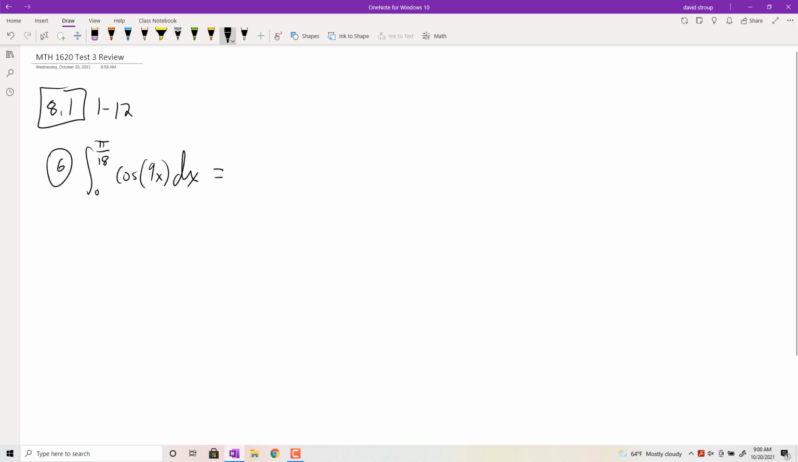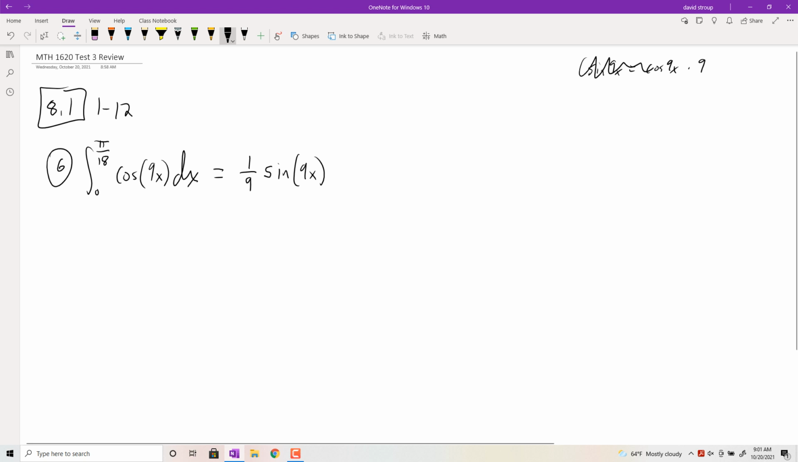And here, if you did a U-sub, you would get 9 dx, and then you'd get a 1 over 9. So dx is 1 over 9 du, right? So you would have a constant of 1 over 9. And then the antiderivative of cosine 9x is sine of 9x, times the 1 over 9. The idea is kind of the reverse of the chain rule. So if you're taking the derivative of sine of 9x, it would be cosine of 9x times 9. When you do the integral, instead of multiplying by 9, you're going to divide by the 9. Okay, so, worst comes to worst, just do your U-sub.